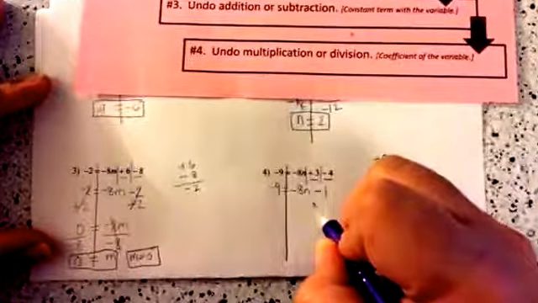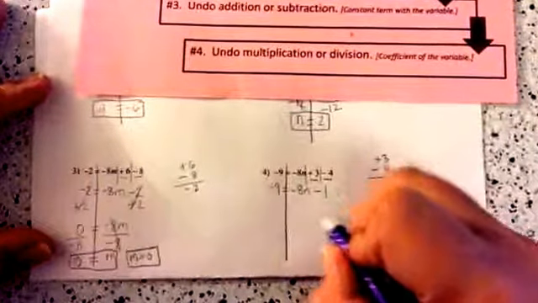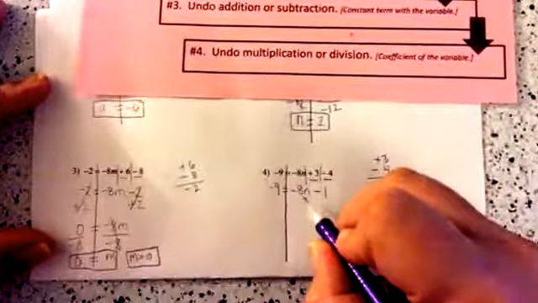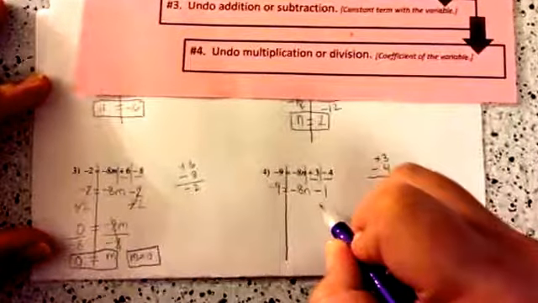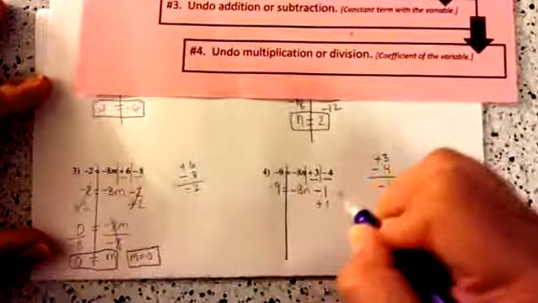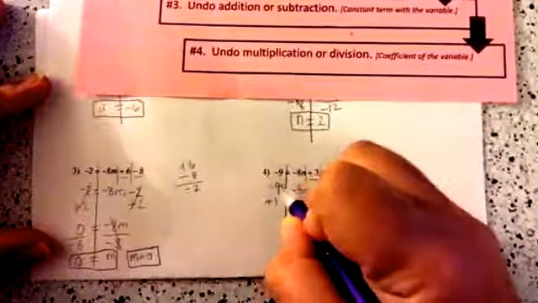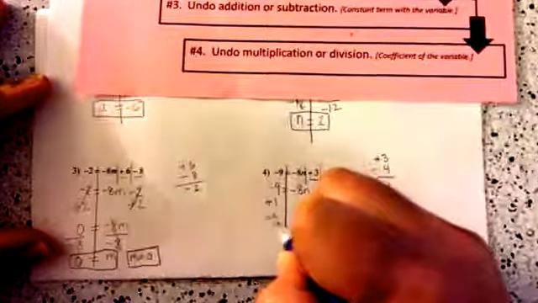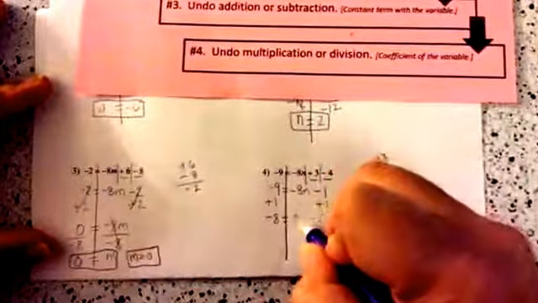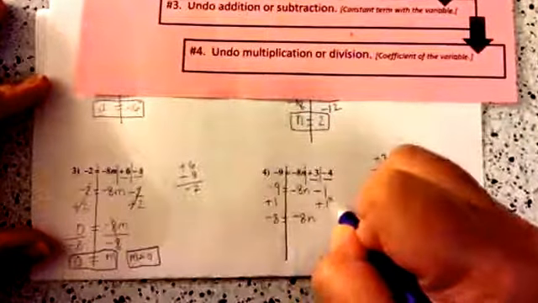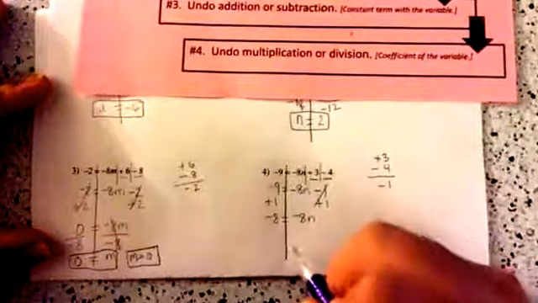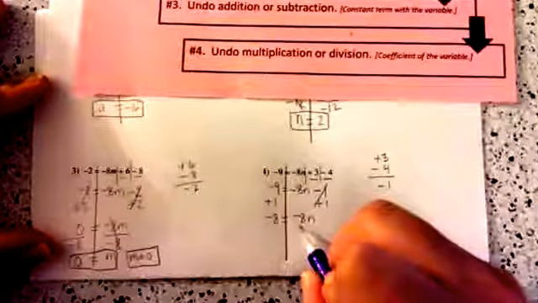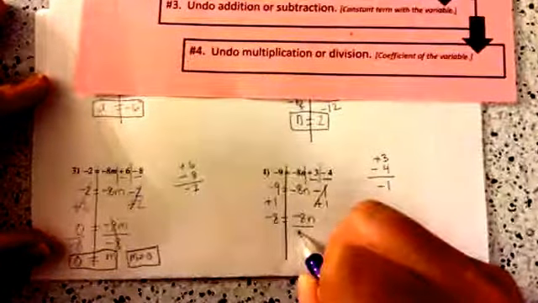Then it's very much like the last one. I have to look at my side with the coefficient. I'm going to focus on this side, trying to isolate the n. So I start with the constant term, which is a negative 1. So I'm going to do the inverse, which is to add 1 on both sides. Negative 9 plus 1 is negative 8 equals negative 8n comes down, and negative 1 plus 1 cancels out. Now I just have the coefficient of the n to get rid of. I'm going to divide by negative 8.